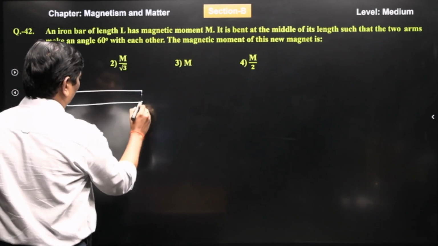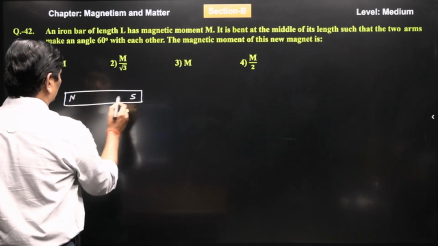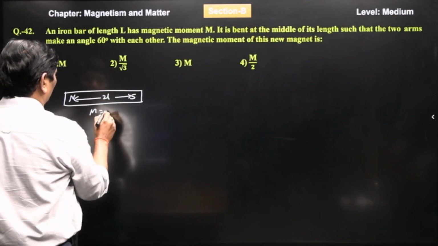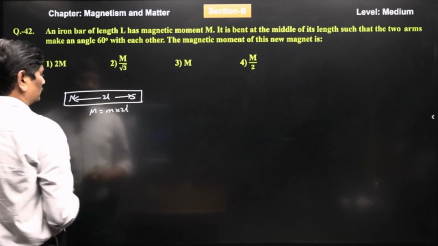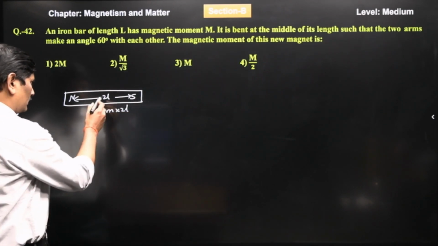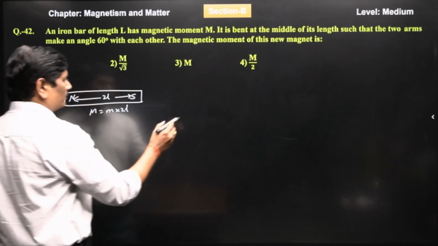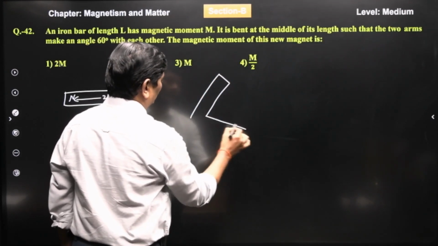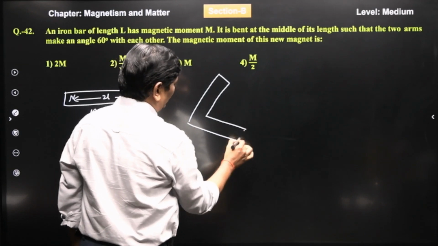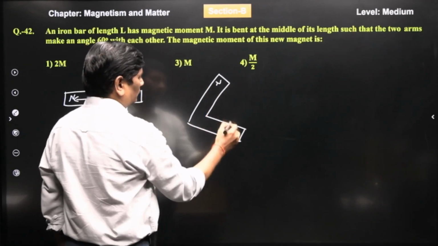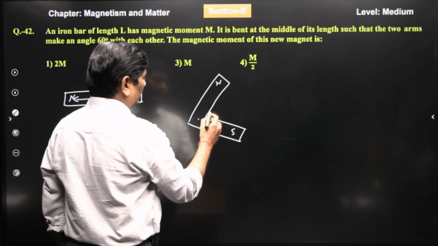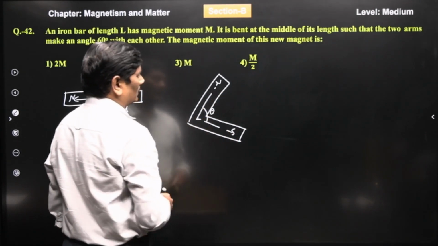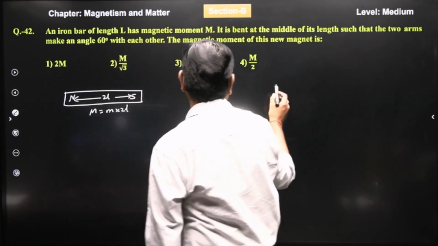This is the bar magnet with north and south poles like this, with length of the magnet as 2L and magnetic moment capital M, which is small m into 2L. We write it like this. Now it is bent at the midpoint. When it is bent at the midpoint, the magnet appears like this. This is the north pole and this is the south pole, bent at the midpoint, and the angle here is theta. In such a case, what is the new magnetic moment?